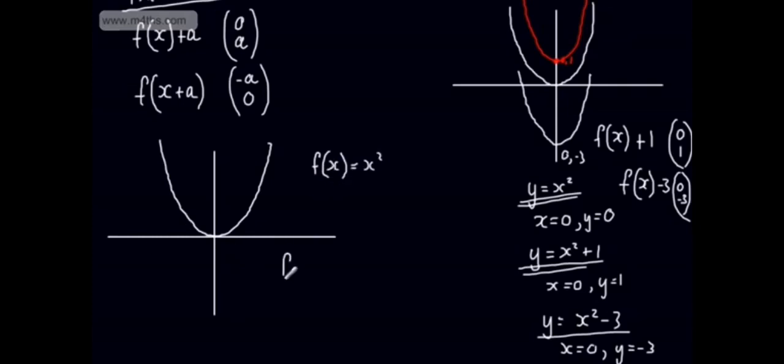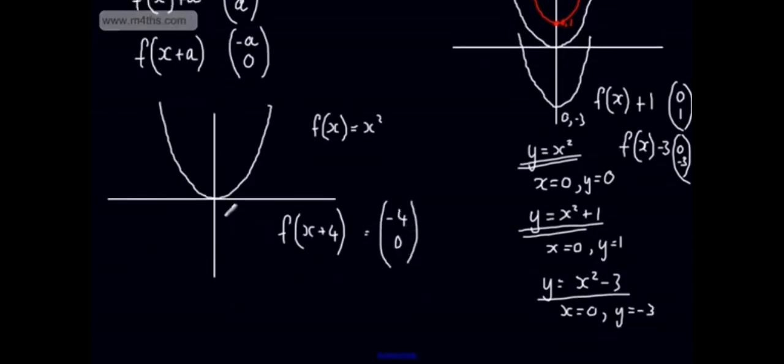Let's look at f of x plus 4. This is going to give us a translation of (minus 4, 0). If we consider this point right here, this point is (0, 0). So if I put 0 in, I get 0 out. Let's look if I had now x plus 4 all squared. So we could say that y is equal to x plus 4 all squared. Consider now, if x is equal to 0, y is going to be equal to 4 squared, which is 16.